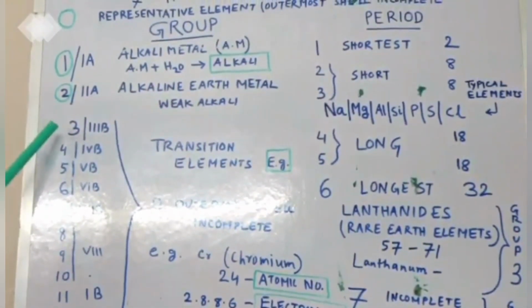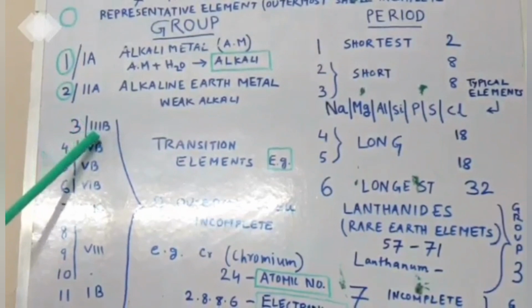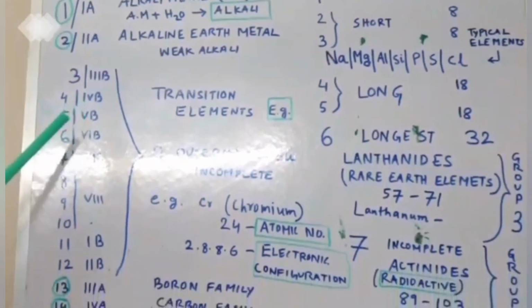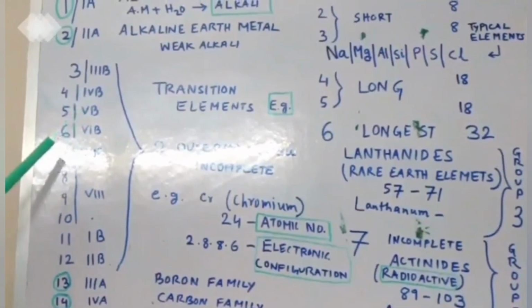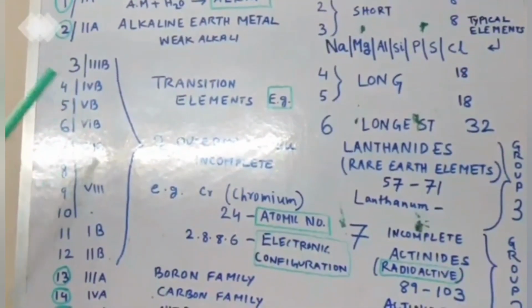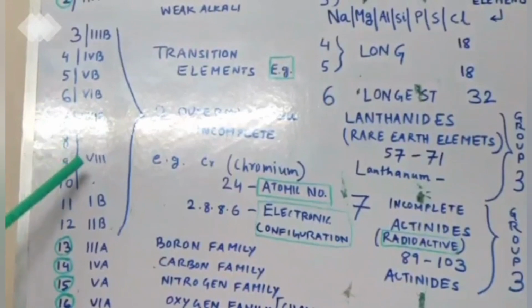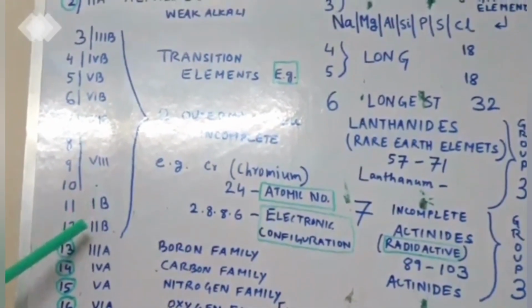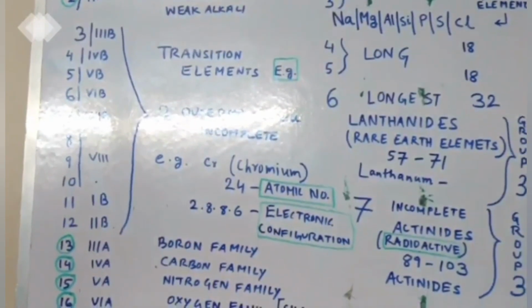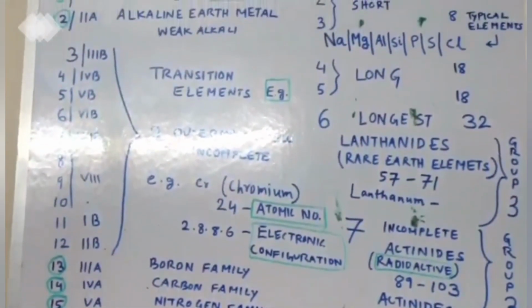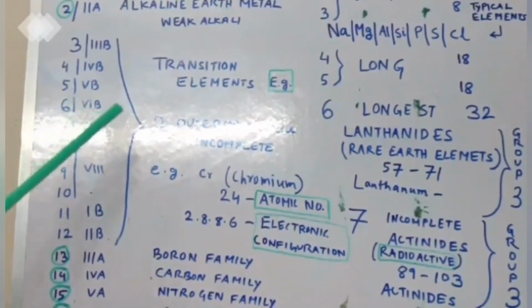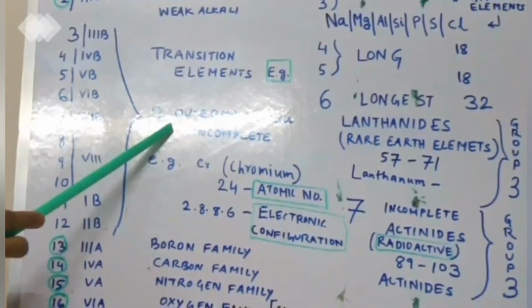Group number 3, also known as 3B, 4 known as 4B, 5 known as 5B, 6 known as 6B, 7 known as 7B, 8, 9, 10 known as 8, 11 and 12 known as 1B and 2B, consisting of transition elements. Now transition elements have their 2 outermost shells incomplete.